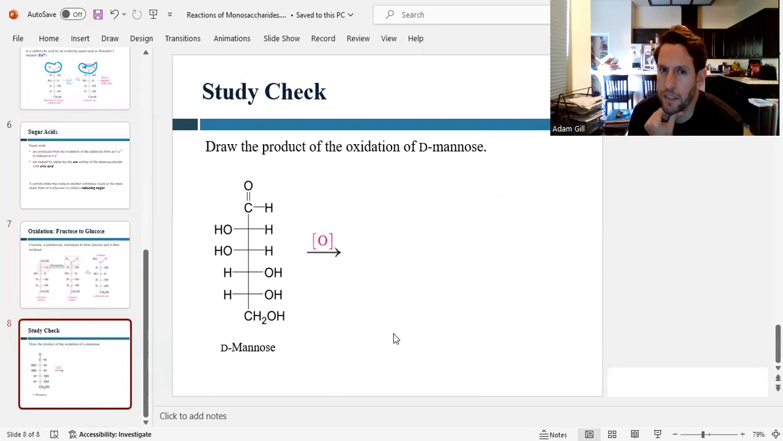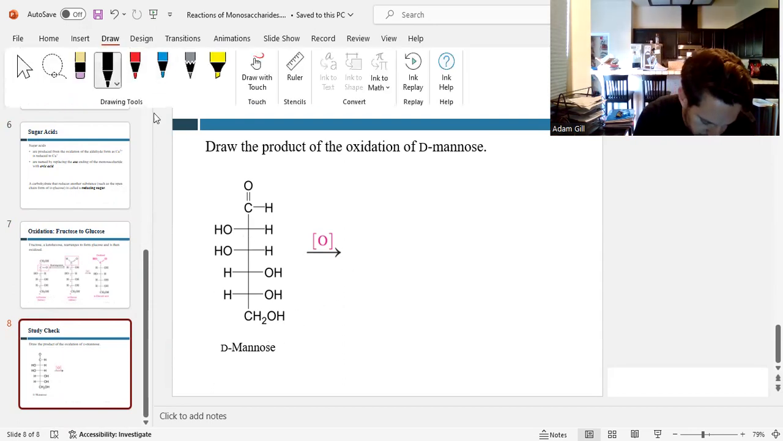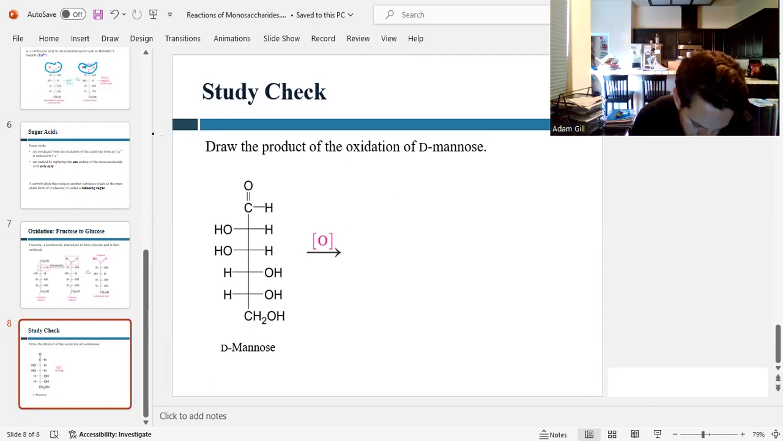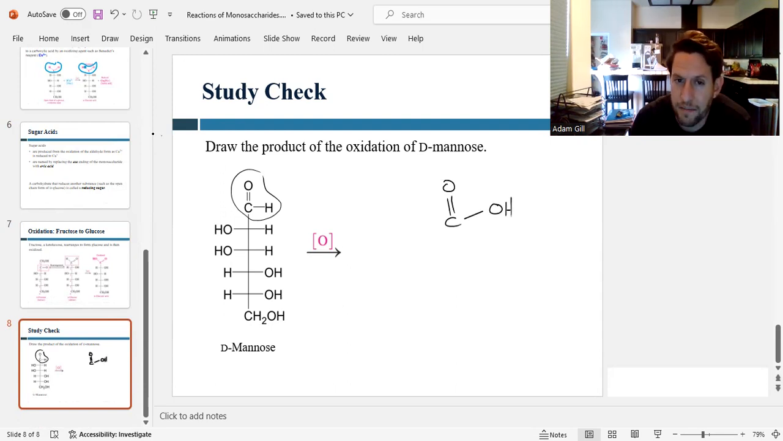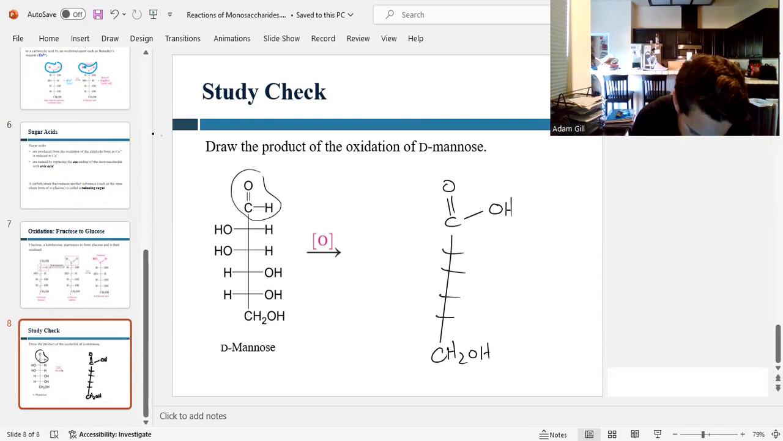Let's do one study check here. Draw the product of the oxidation of D-mannose. So if we're trying to oxidize this thing, only the functional group on top is going to change. So where it used to be an aldehyde, it's now going to be the carboxylic acid. Everything else is going to stay the same. Our 4 chirality centers maintain the same orientation.